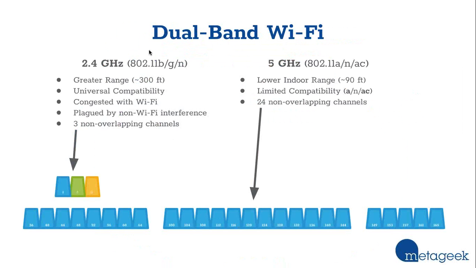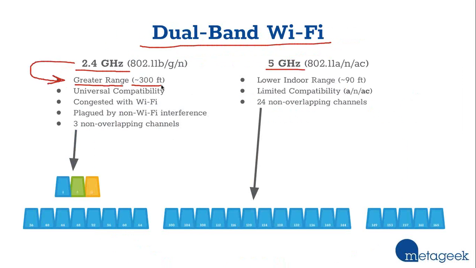So when we're thinking about dual band wireless networks, we need to think about the differences between the two frequency bands that we can use. Those two frequency bands are 2.4 gigahertz and the 5 gigahertz band. There's some big differences between these two that I want to talk about really quick. The first one, and the most well-known one, is that 2.4 gigahertz has a greater range. It has a range of about 300 feet.